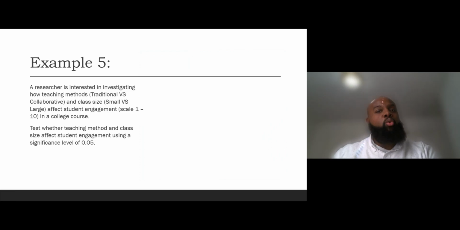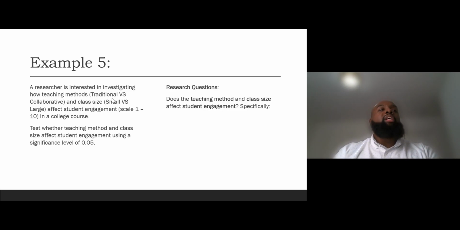So that means we have two categorical variables, and we want to see how they impact or affect student engagement, which is a quantitative variable that's on a scale from 1 to 10. What we want to do is test whether teaching method and class size affect student engagement using alpha equal 0.05, our significance level. So the research question here is basically given in that last sentence of the previous column of information.